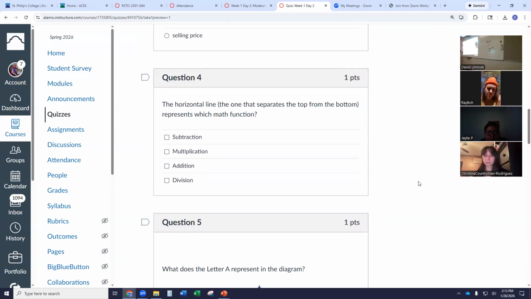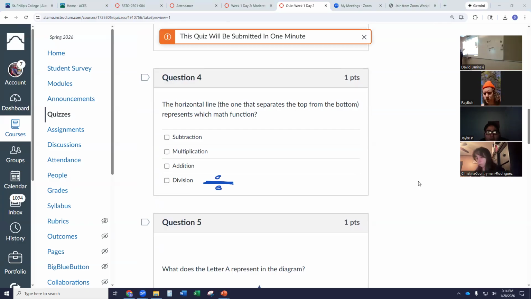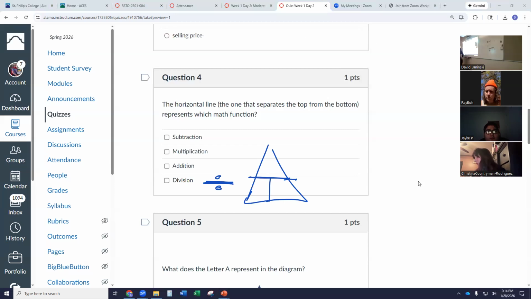The horizontal line that goes across from the top to the bottom is division. So remember, you can think about, let's see, where's my annotate? With that division line, it has that automatic horizontal line anyways. So that horizontal line is division.